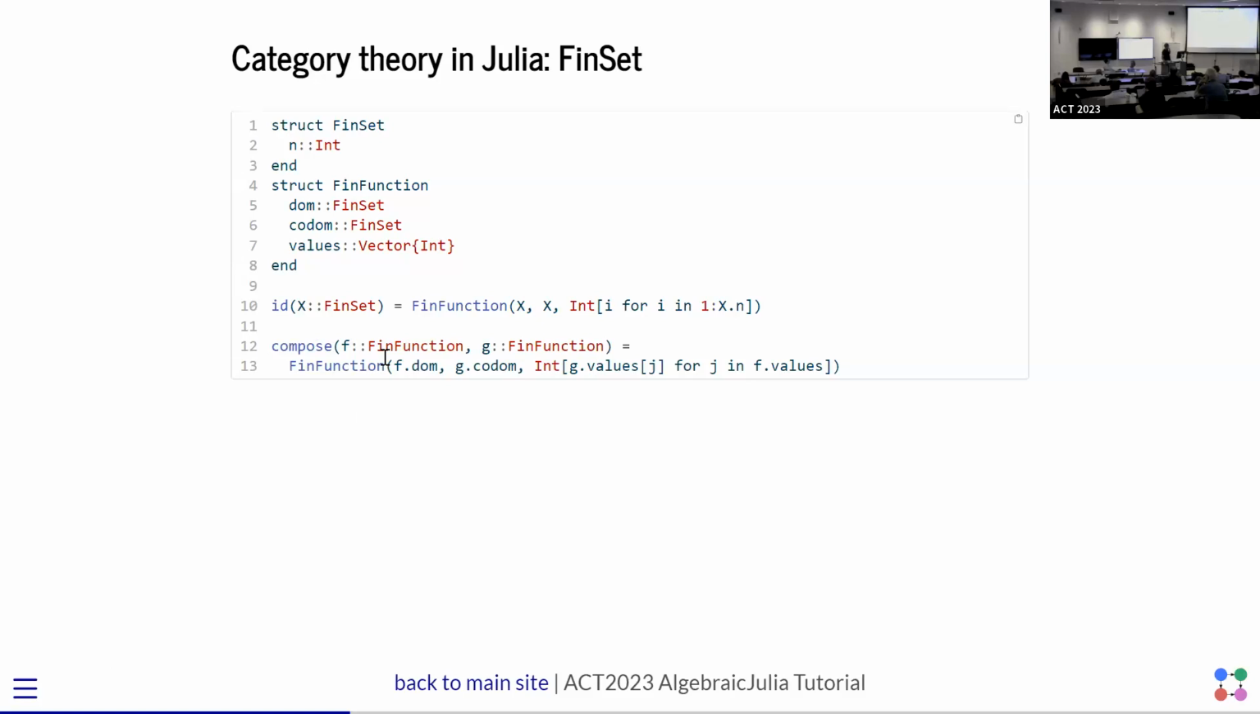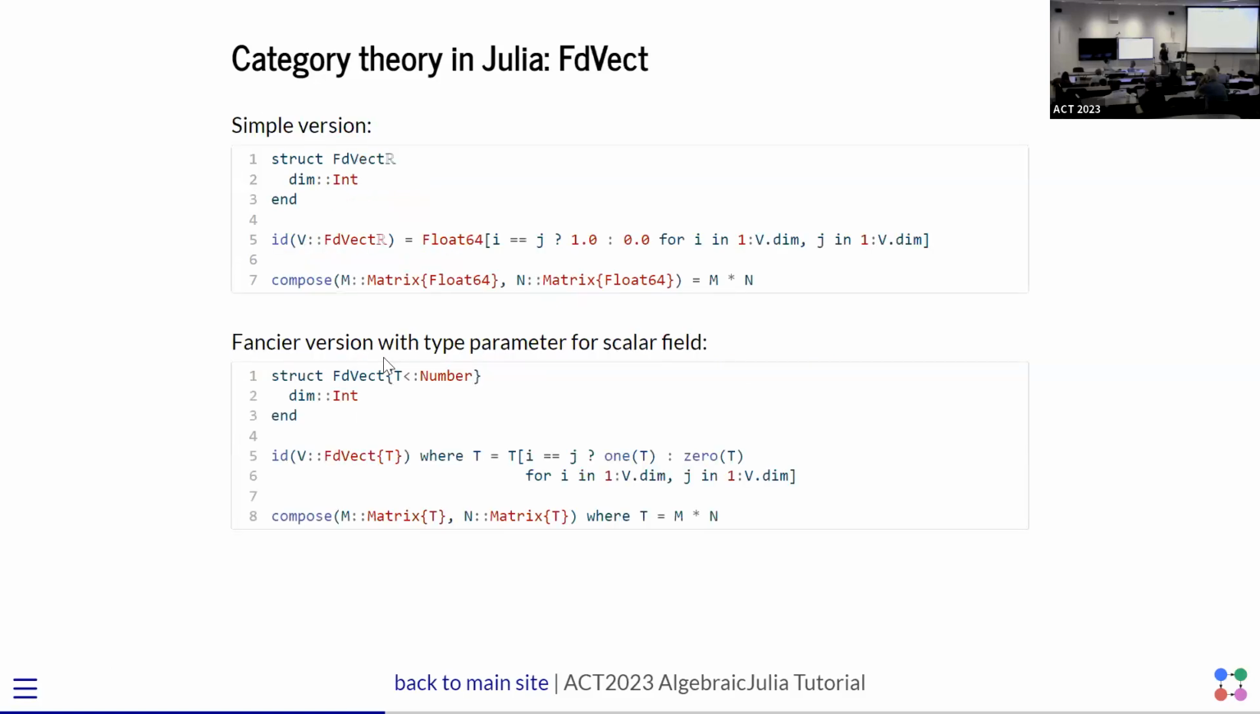We can also do FinVect. In FinVect, the objects are these structs, and the morphisms are matrices. Here we get the identity matrix, and here we have a matrix. And here composition of functions is just matrix multiplication, which is with times.